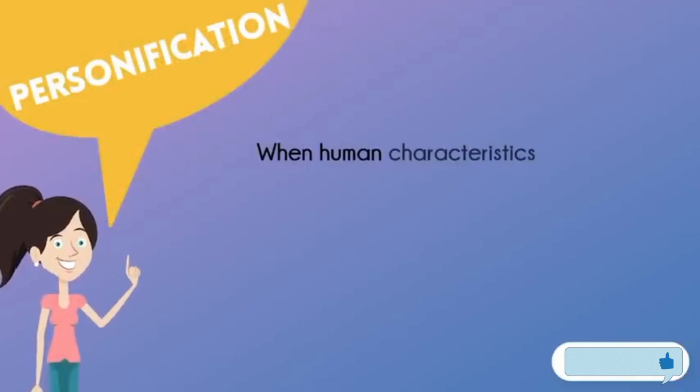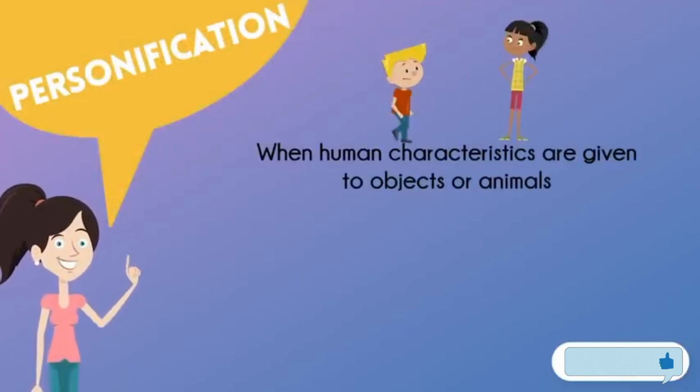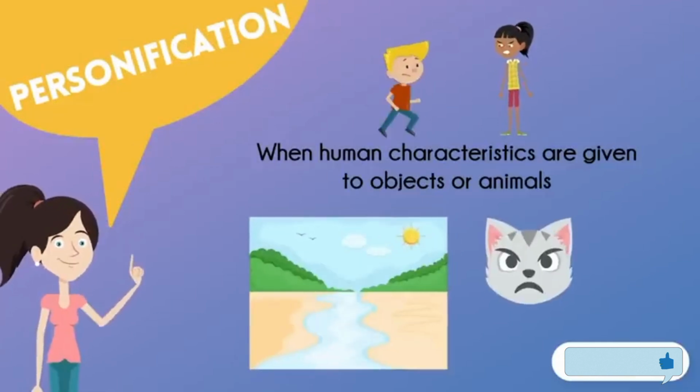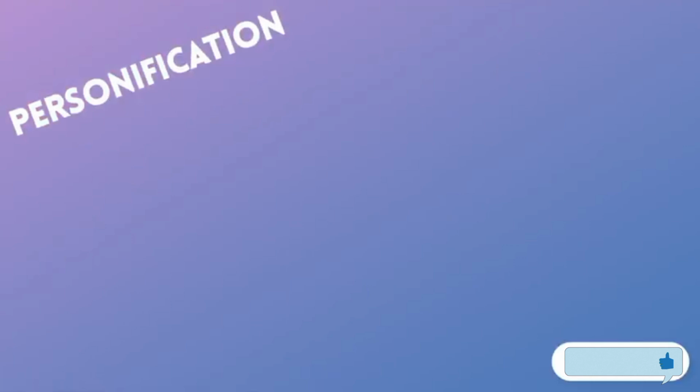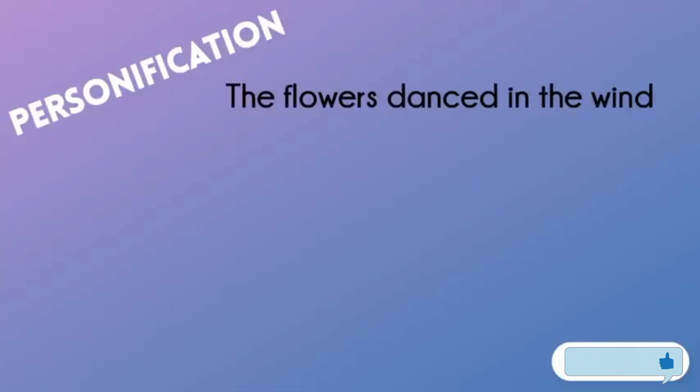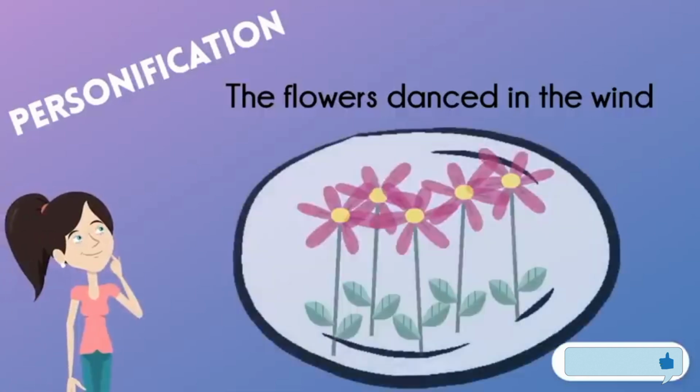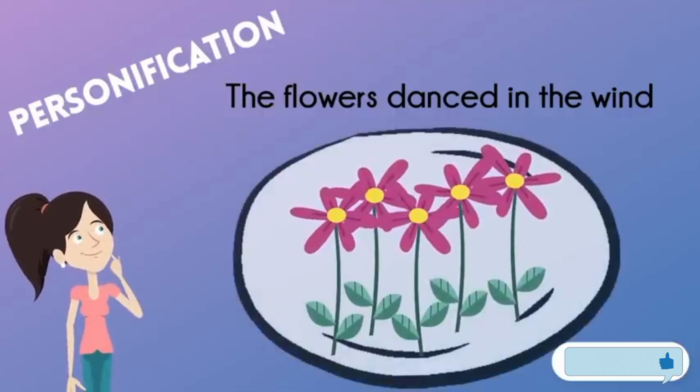Personification is achieved when human characteristics, such as actions or feelings, are given to non-human things like objects or animals. It is used to make these objects more relatable and is commonly used in poetry. For example, "The flowers danced in the wind" uses personification to give the flowers the human quality of being able to dance. This creates an image in the reader's mind of flowers moving about gently in the blowing breeze, as though they are dancing.